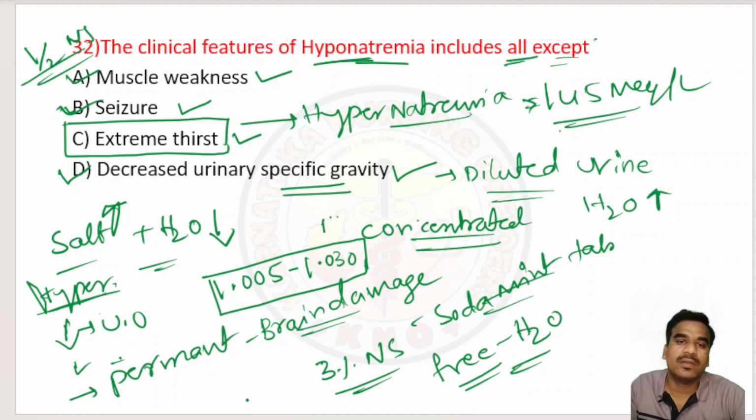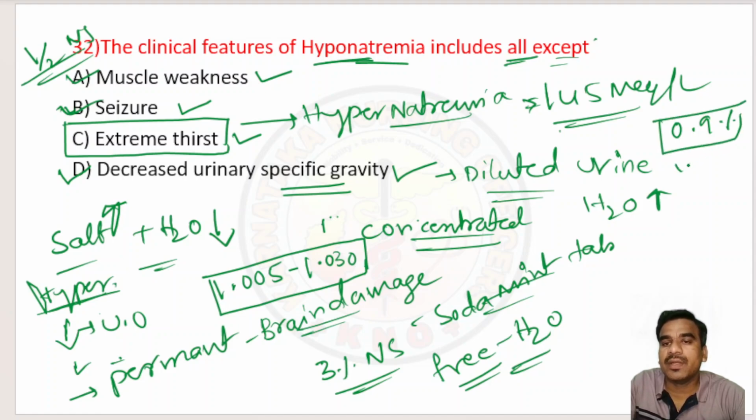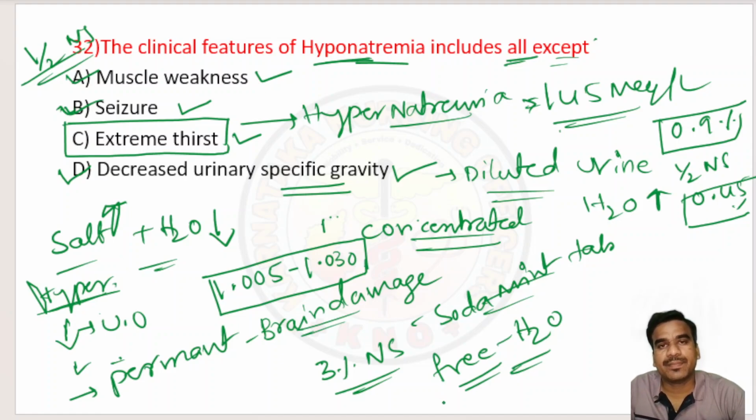Okay, half NS means, see, normal saline, this concentration is 0.9 percent NS. This is the normal. Half NS means 0.45 percent. That's half NS, the fluid of choice in hypernatremia. In hypernatremia, we cannot give 0.9% also, we can give only 0.45 percent.